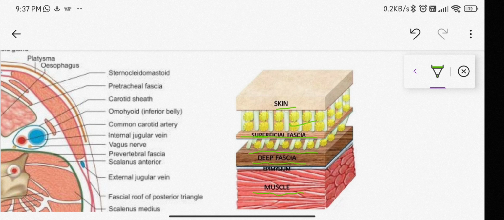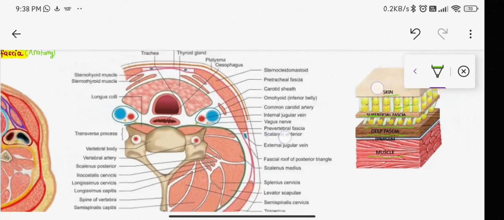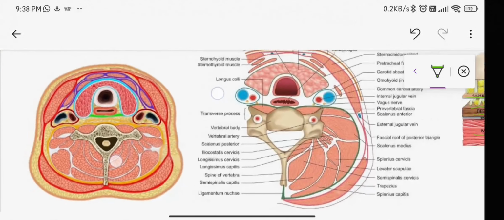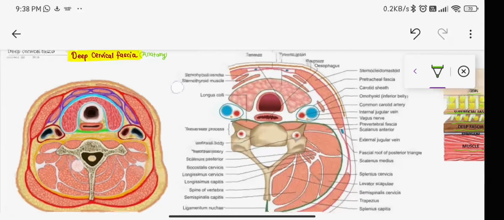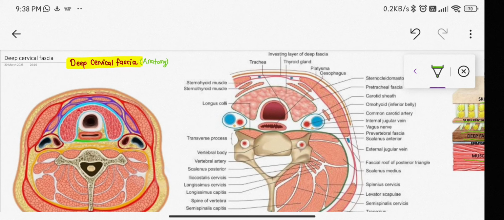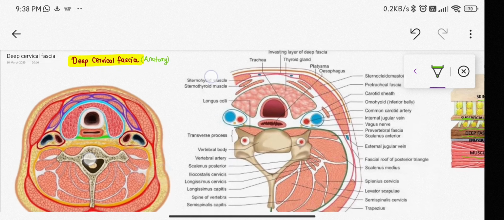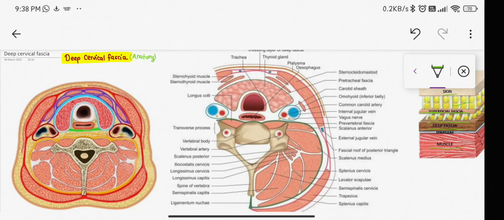Now these fascia, they are named at different names according to their location. Okay, so for example, if they are present around the cervical vertebra, they are known as cervical fascia. And we are going to understand about the deep cervical fascia. Okay, deep cervical fascia means that is just above the muscle. Now this deep cervical fascia, it has 3 to 4 modifications.